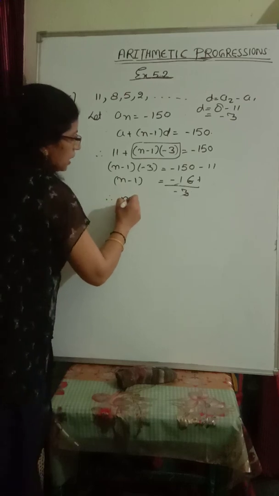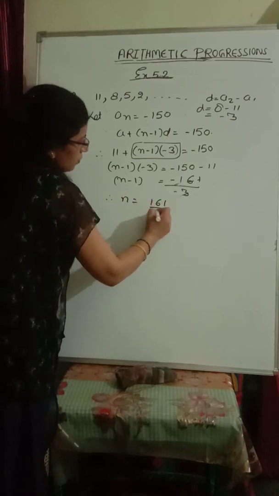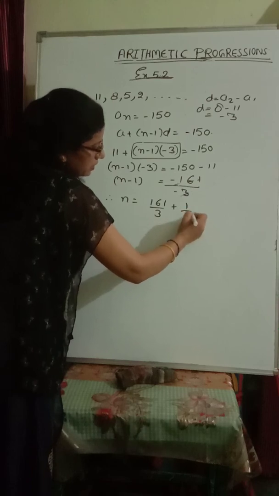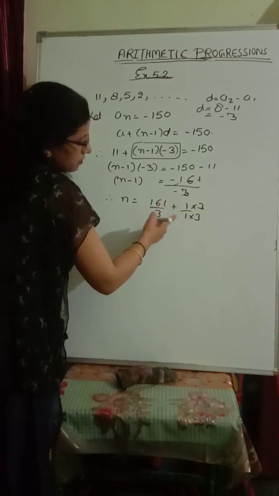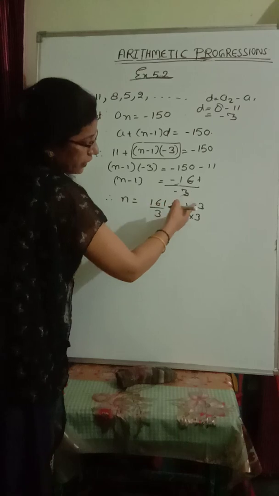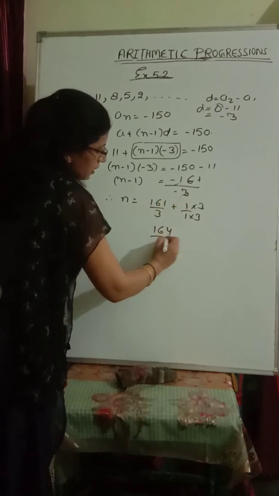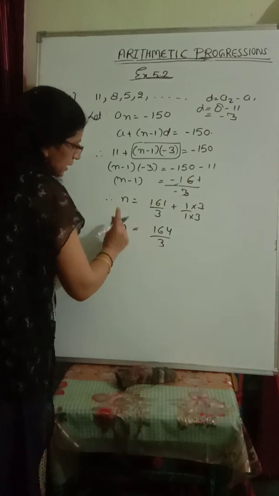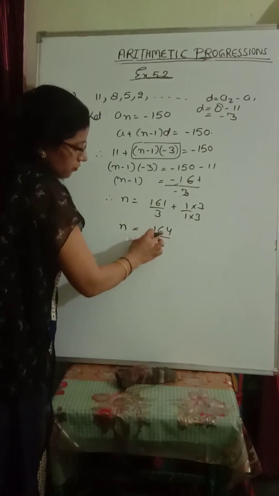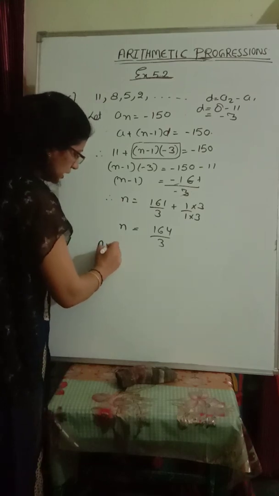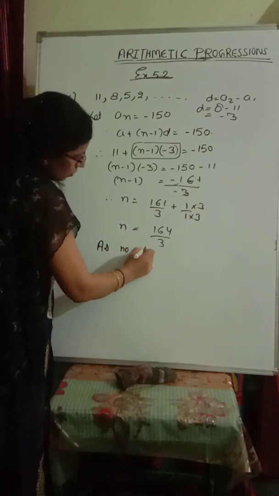So therefore n is equal to 161 upon 3 plus 1. Solve this: multiply by 3, so 1 becomes 3 upon 3. Because the denominators are the same, we will directly add the numerators. 161 plus 3 is 164, divided by 3. Let us see if it can cancel out or not.